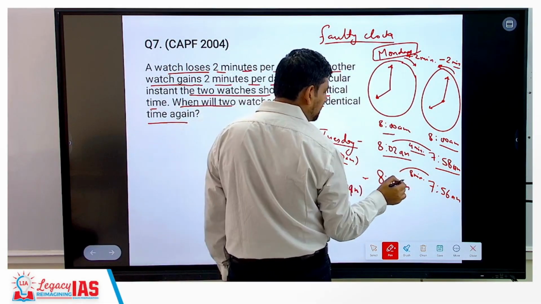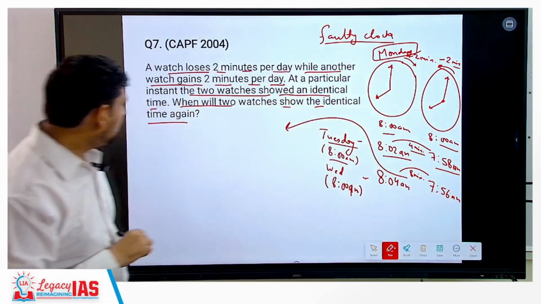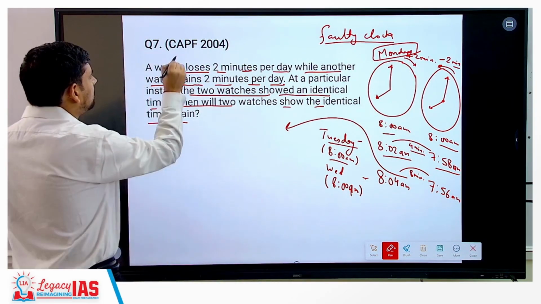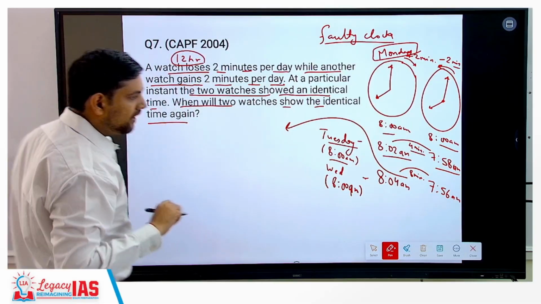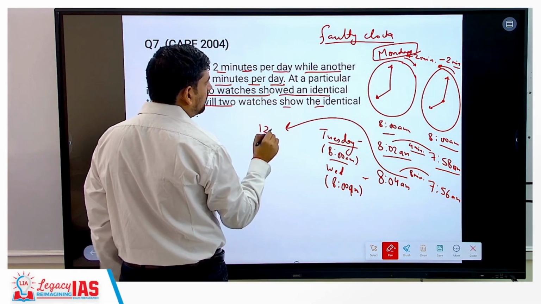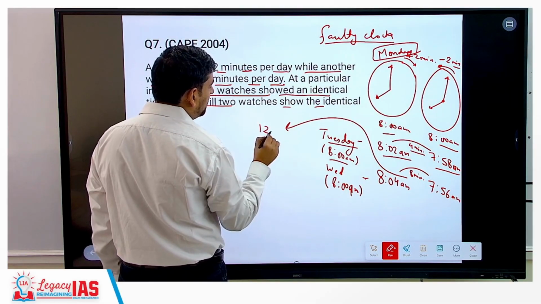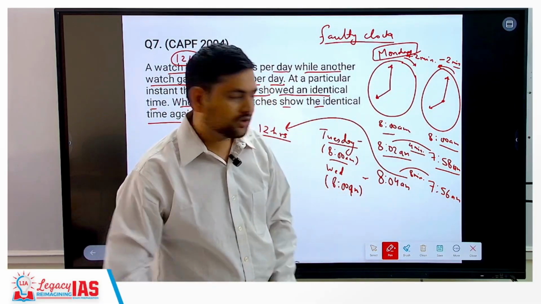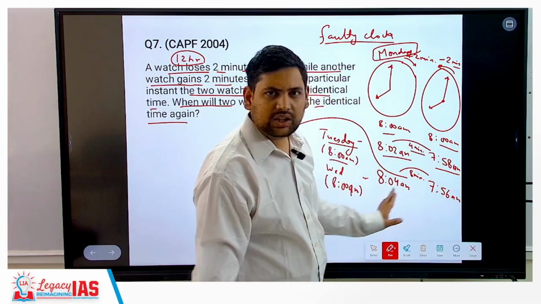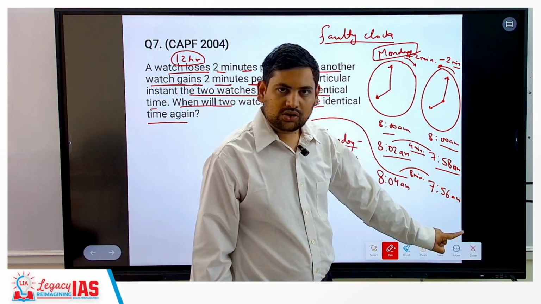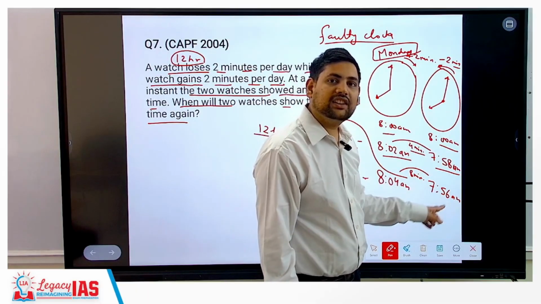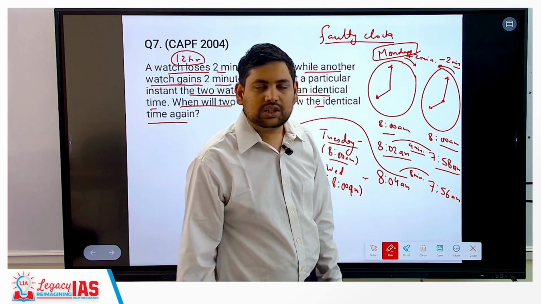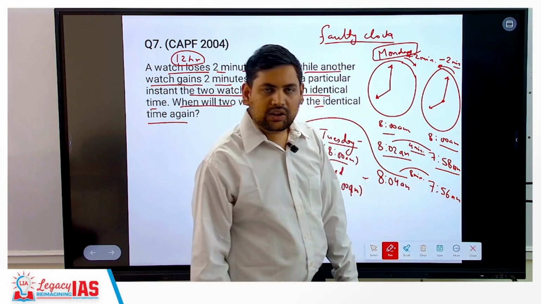between them, instead of this 8 minutes, if the difference between them, let's say this is a 12-hour clock, when the difference between them becomes 12 hours, then what will happen? Then this clock will also be showing 8 or whatever time, let's say 11, and that clock will also be showing 11. Though this clock will be thinking that this is 11 p.m. and this clock may be thinking that this is 11 a.m. but does not matter, both are showing same time if it is a 12-hour clock.